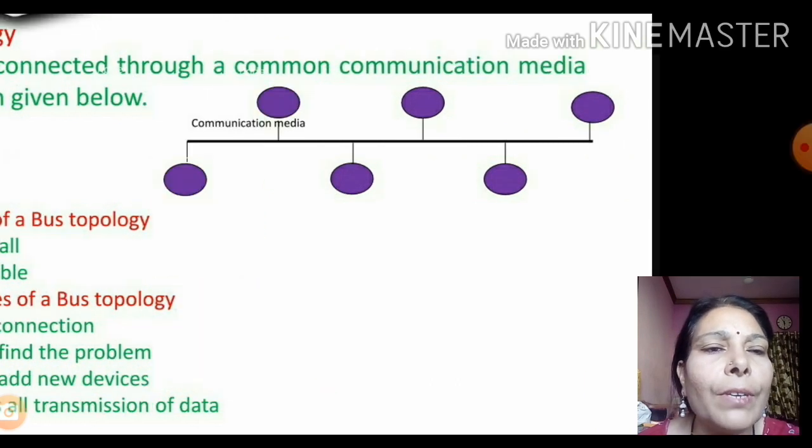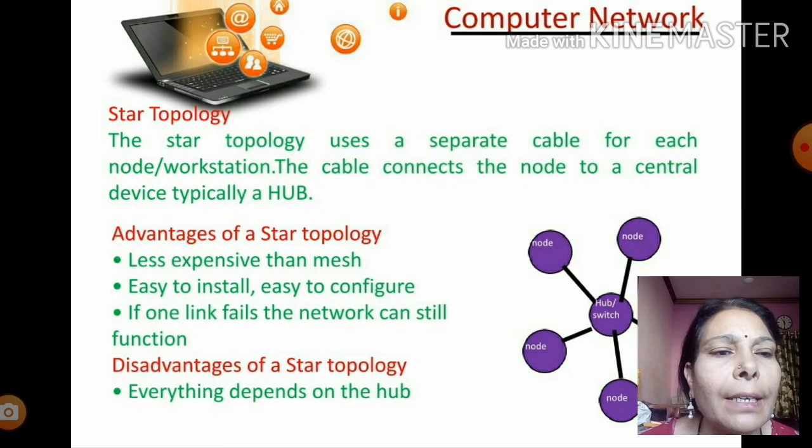Now we will see another topology, that is the star topology. As you can see in the diagram, there is a central node. The center circle is called a central node, through which the other nodes are connected. All these nodes are connected in the form of a star shape. That's why it is called a star topology.